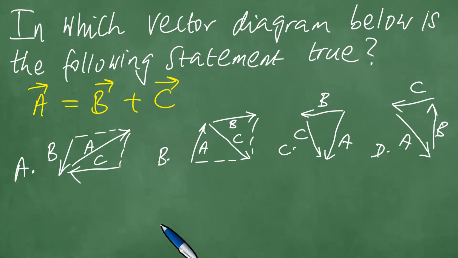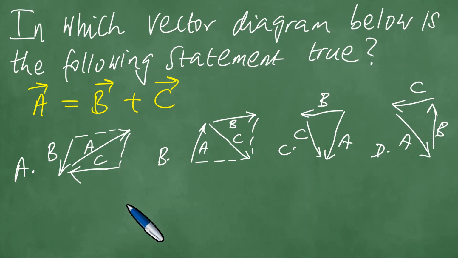Okay. In which vector diagram below is the following statement true? So we're saying vector A equals the vector sum of B and C. So now we're asking the question, which one is the correct one? So look at this very carefully and reason. In which vector diagram below is the following statement true? Vector A is vector B plus vector C.